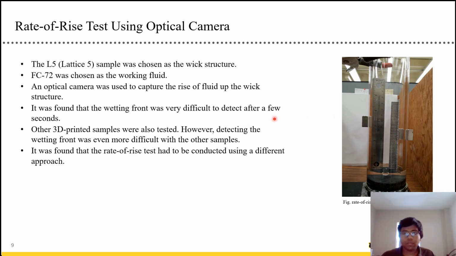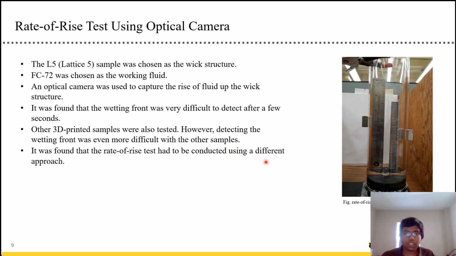So we did the same thing. We started off with one of the 3D printed wicks, called the Lattice 5 sample, or L5 sample, and FC72 was chosen as the working fluid. We lowered the sample into the working fluid and started measuring the fluid uptake through the wick structure using an optical camera.